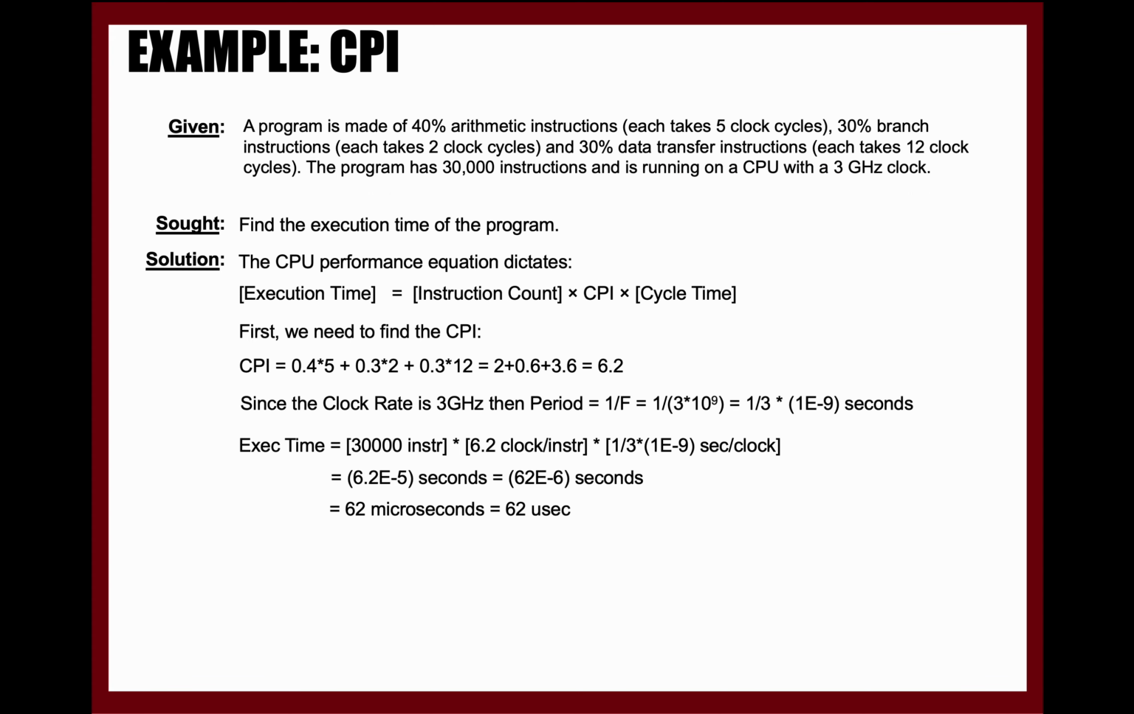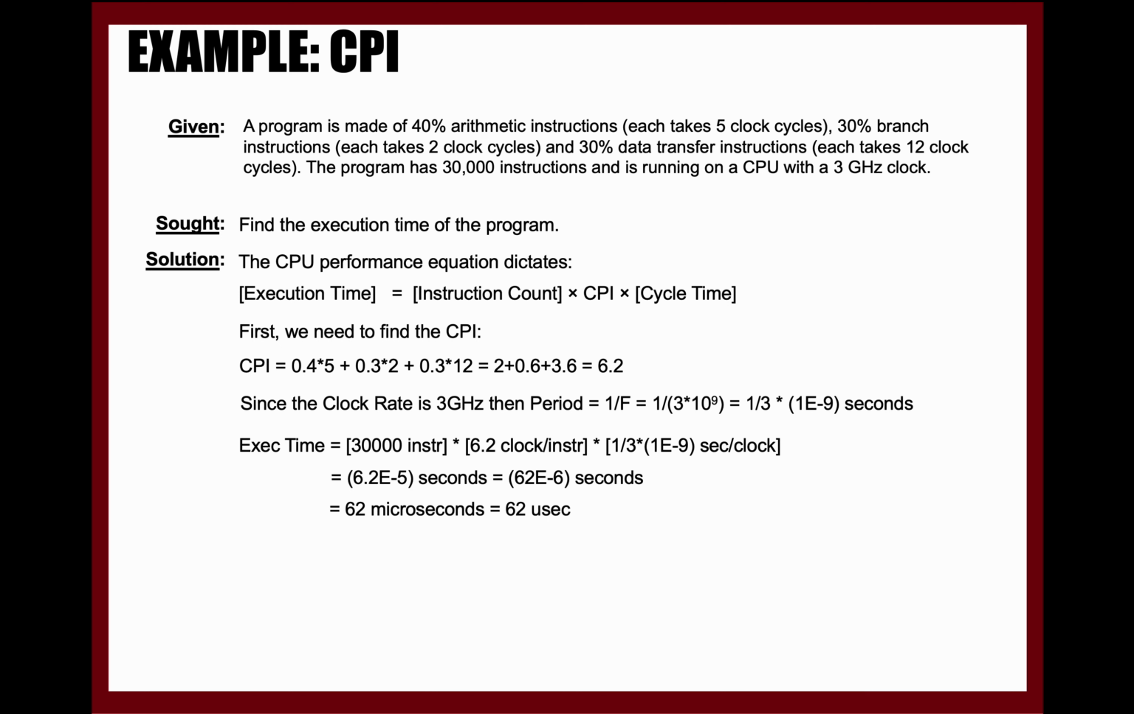In this example, we'll explore the concept of CPI, or clocks per instruction, and determine the execution time for a program. Given we have a program consisting of 40% arithmetic instructions, each requiring 5 clock cycles, 30% branch instructions taking 2 clock cycles, and 30% data transfer instructions needing 12 clock cycles. The program contains a total of 30,000 instructions and is executed on a CPU with a 3 GHz clock. Our objective is to find out the execution time of the program.